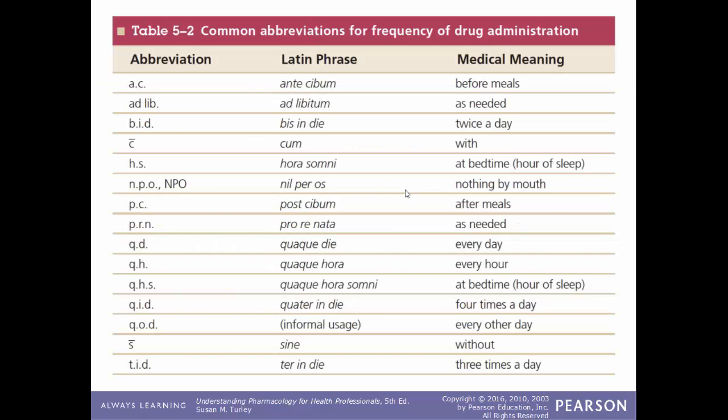All right, in this table we have some very common abbreviations for drug administration. Let's see, BID, bis in die, which means twice a day. NPO, nil per os, nothing by mouth. PC, after meals. So these are all very, very common. Again, they're all based on Latin phrases.